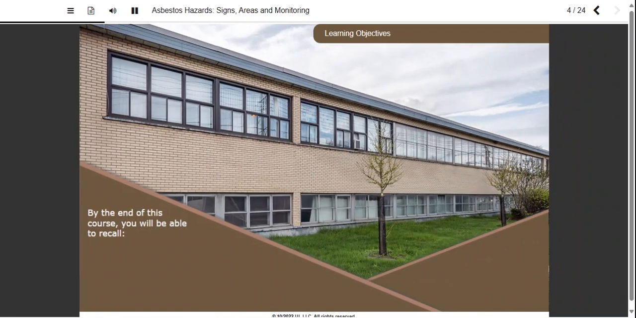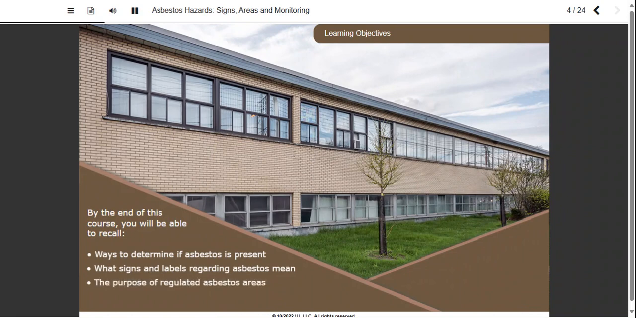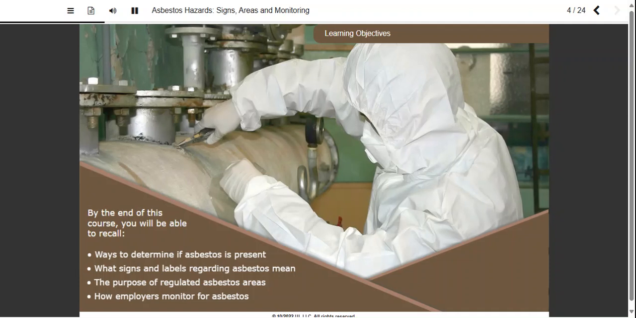By the end of this course, you will be able to recall ways to determine if asbestos is present, what signs and labels regarding asbestos mean, the purpose of regulated asbestos areas, and how employers monitor for asbestos.